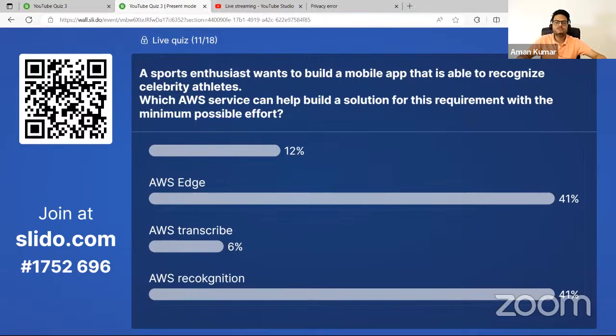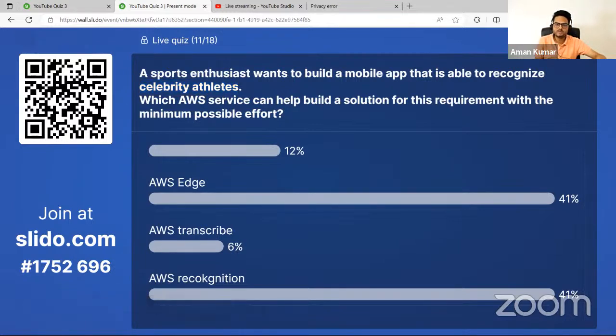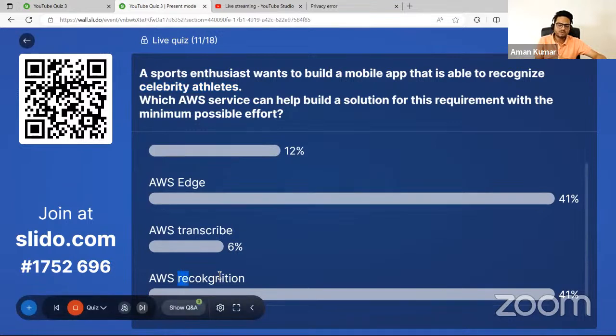AWS Rekognition gives you the inbuilt ability to identify celebrities. Okay, so that is what the hint is here: celebrity, athletes. Every time you want to get a feel of AWS Rekognition, you can go to AWS and easily upload, let's say, a celebrity photo, and you will be able to see that it recognizes. So every time somebody talks about recognizing a celebrity, go for this service. Okay, so this is Rekognition.